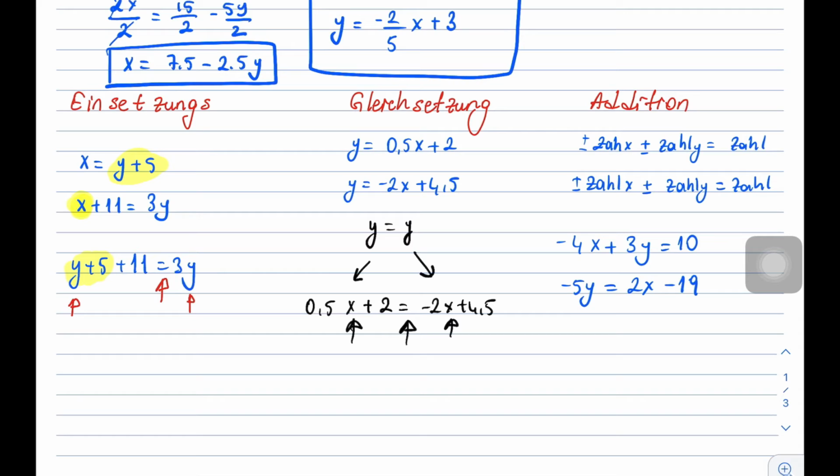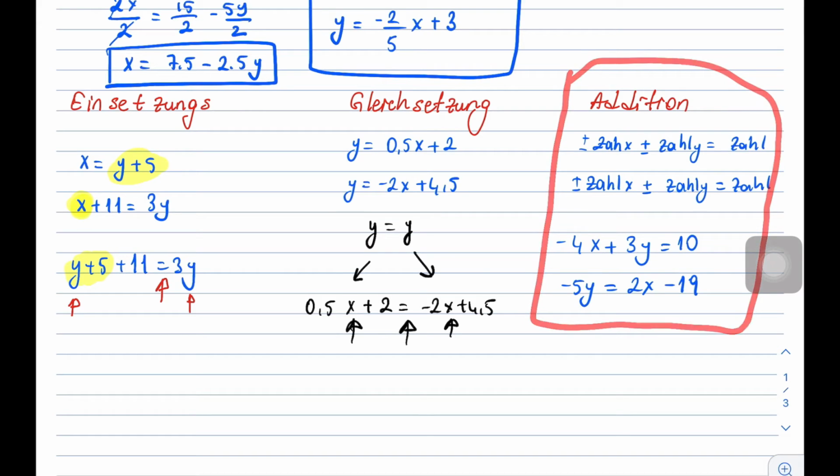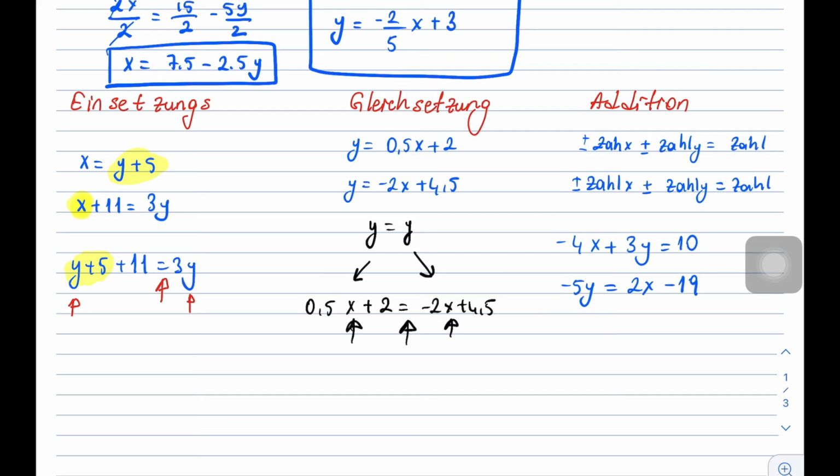Additionsverfahren: if you want to solve it, then this is the most useful. We always use this, we like this. Most of the time we use the Additionsverfahren. If you want to do it, you need to write the first and the second equation in this way: Zahl x, Zahl y, equal to Zahl.